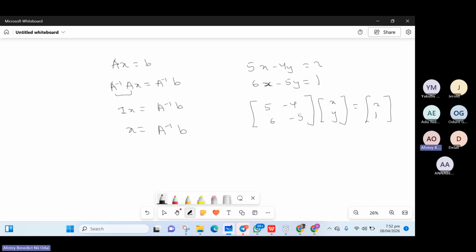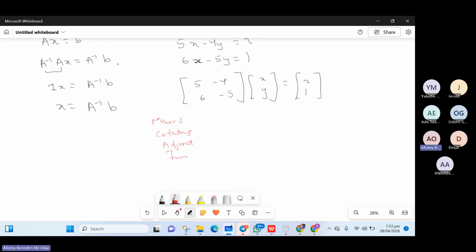So we said that to find an inverse, we first have to find the matrix of minors, then the cofactors, and we find the adjoint. Now from the adjoint, we can find the inverse of the matrix. So that's what we are going to do right now. We are finding the minors of this matrix. We cross this, we get negative 5. We cross this, we get 6. For 6, we cross this, we get negative 4. For negative 5, we get 5. This is the matrix of minors.